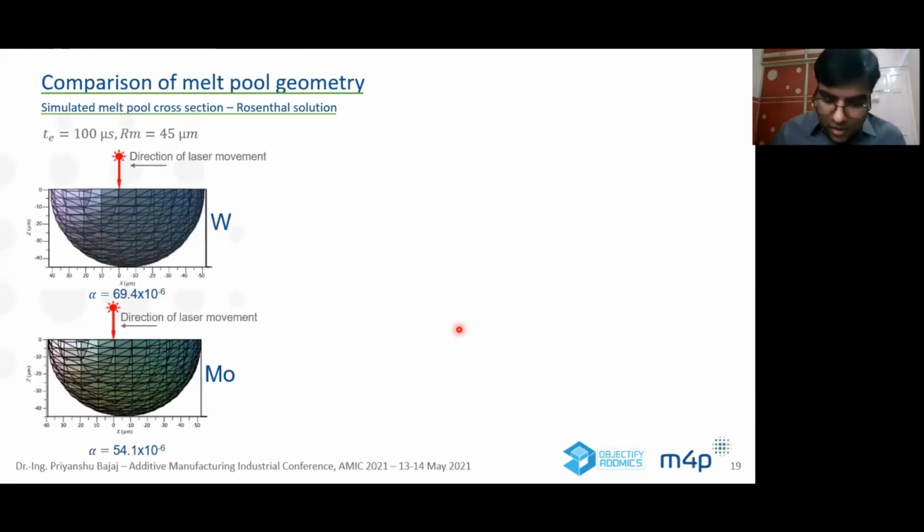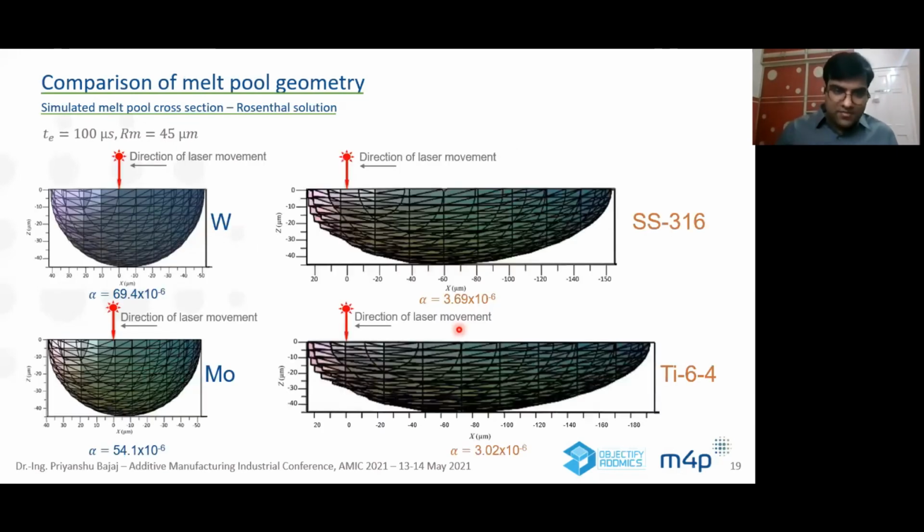A lot of theory here. Let's get to some pictures. So we see high conductivity metals here behave very differently from low conductivity metals. Here you see my maximum depth is achieved almost where my laser is. Here it takes some time because the heat needs time to diffuse through the material in these materials.